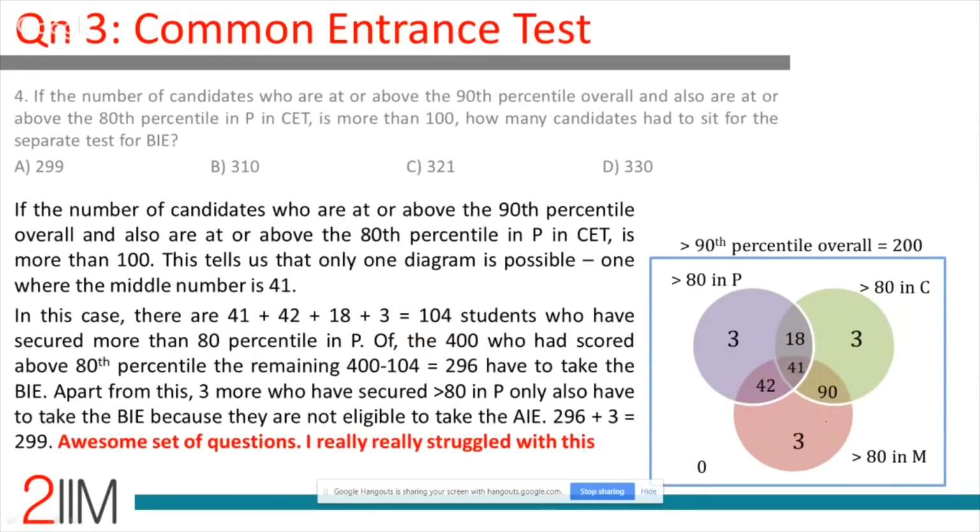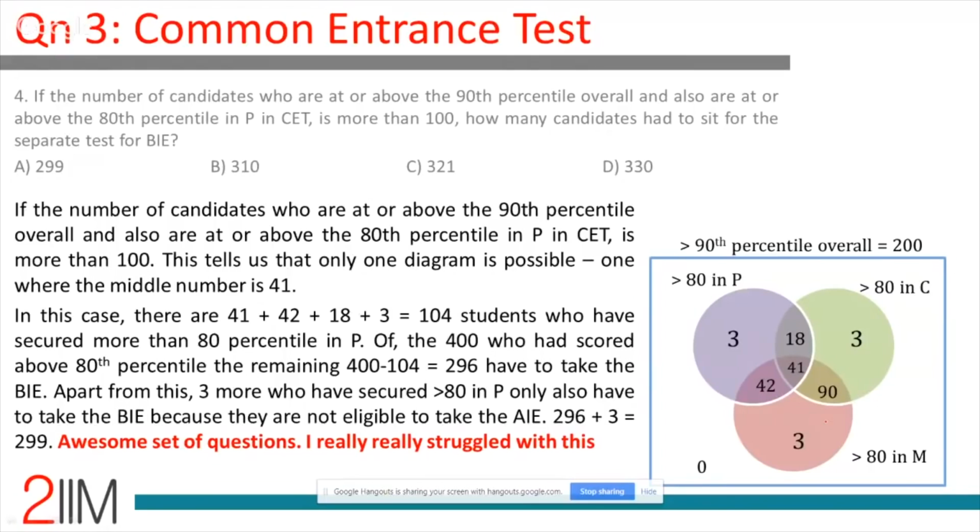Go to the last question. The number of candidates who are at or above the 90th percentile overall and also are at or above the 80th percentile in P in CET is more than 100. How many candidates had to sit a separate test for BE? Above 90th percentile overall and above the 80th percentile in P is more than 100.